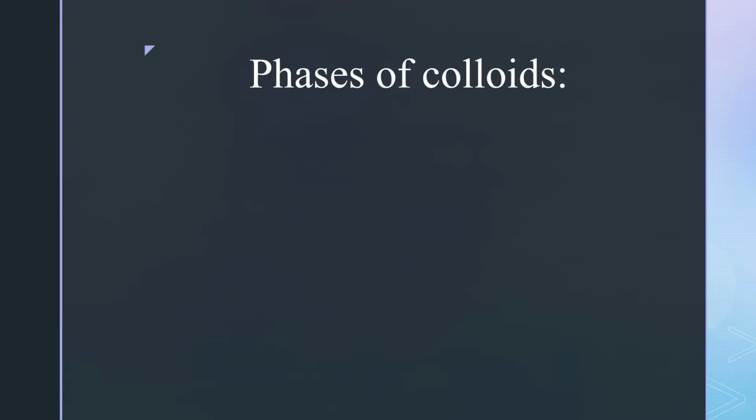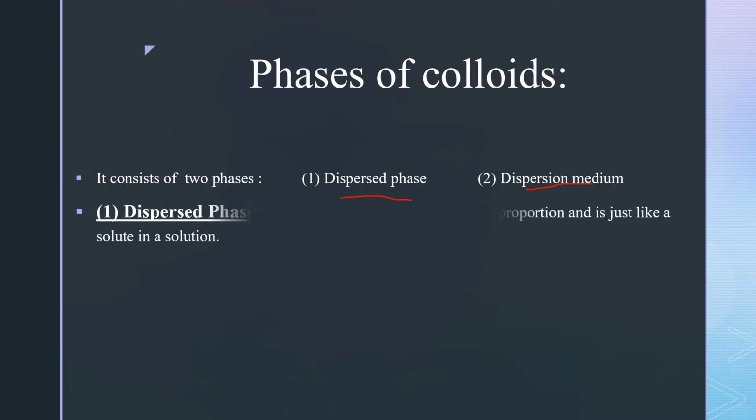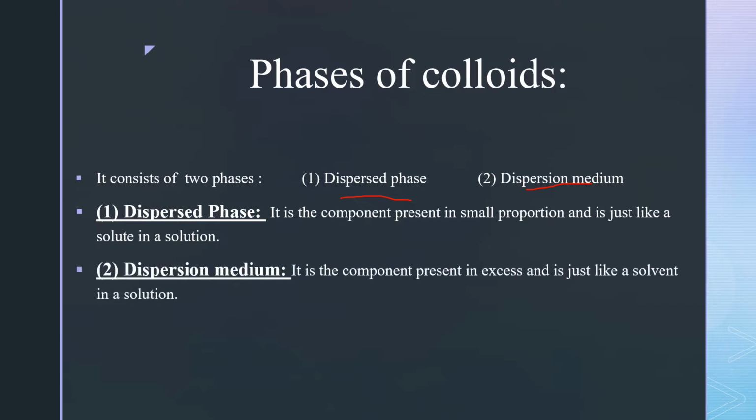Now come to the next phase of colloids. Colloid contains two phases. One is known as dispersed phase and another is known as dispersion medium. Dispersed phase is the component present in small proportion and is just like a solute in solution. If we are talking about solution, the solute part in the solution is in a small proportion. Similarly, dispersed phase of a colloid is the phase when the component is present in a smaller proportion. And dispersion medium is the component present in excess and is just like a solvent in a solution.